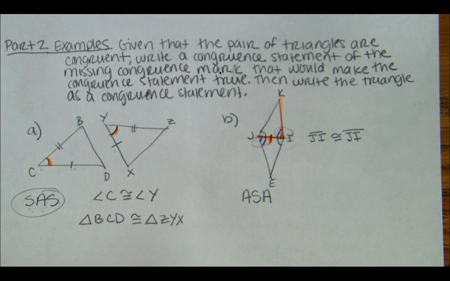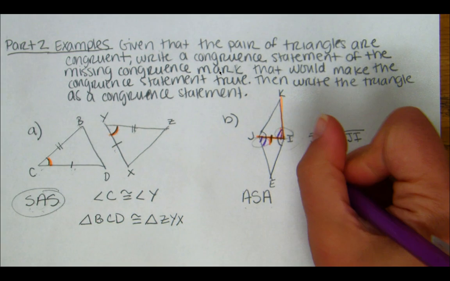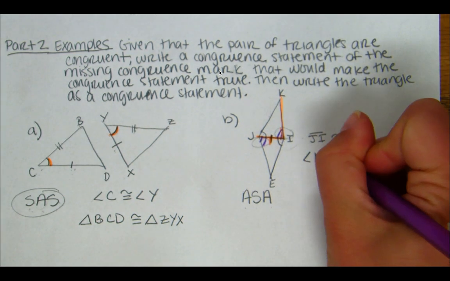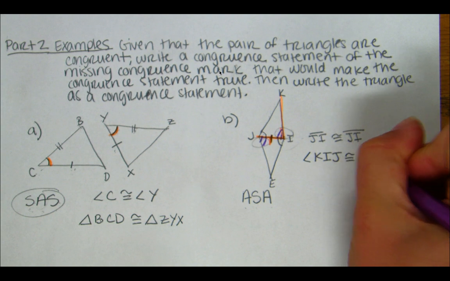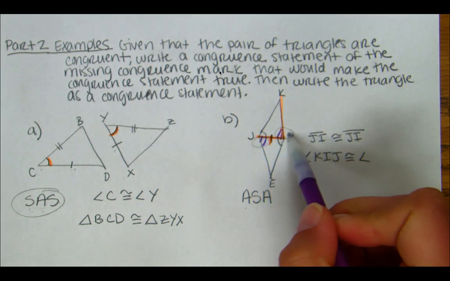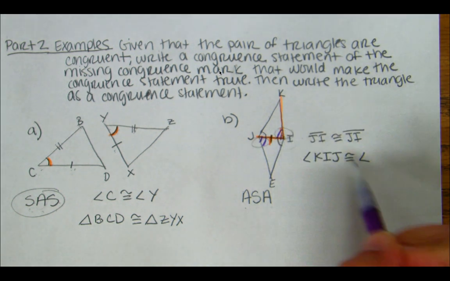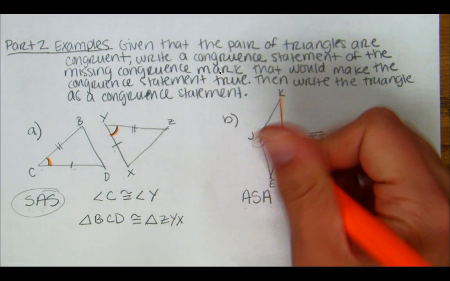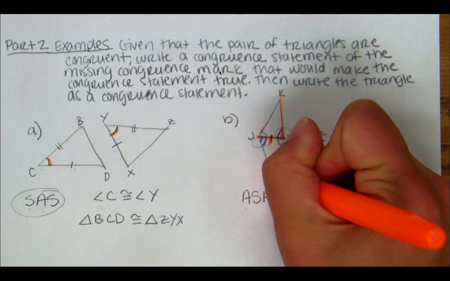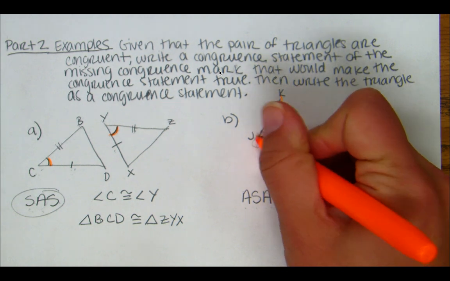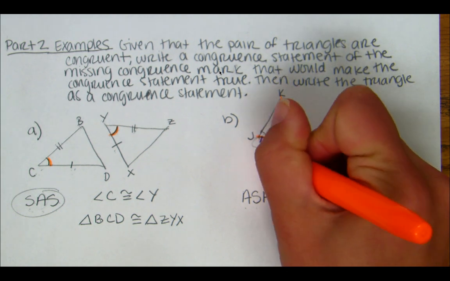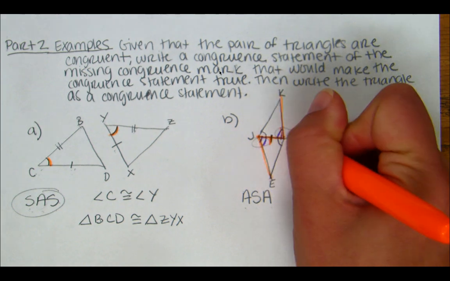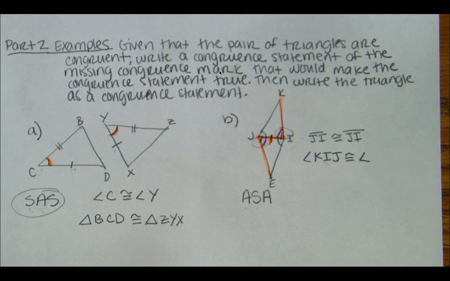So angle KIJ is congruent to angle. And notice that the one that I'm talking about is what's in the center. That's going to help us. So now I need to do the same thing for this one. So I want to make it so that they correspond. I know K corresponds to E, so I need to start with E. And then because J is now in the center, I'm going to go E, J, I. So E, J, I.